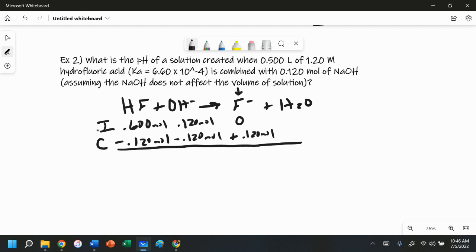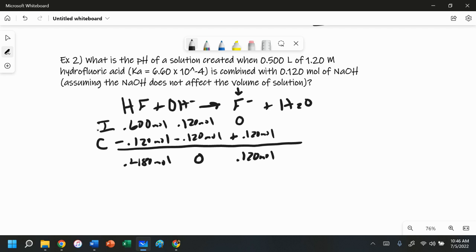And so for our reaction here, 0.6 minus 0.12 is 0.480 moles of our acid left over. We don't have any moles of our base left over, and then we have 0.120 moles of our conjugate base remaining. So to solve this problem, our pH is going to be determined by the acid that remains and the conjugate base that's present in the solution. Remember, this is going to set up an equilibrium between these two.